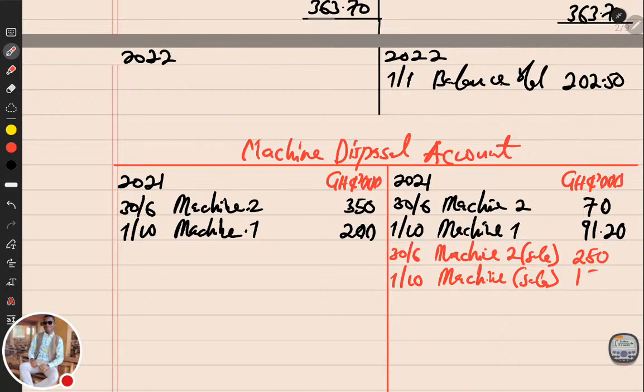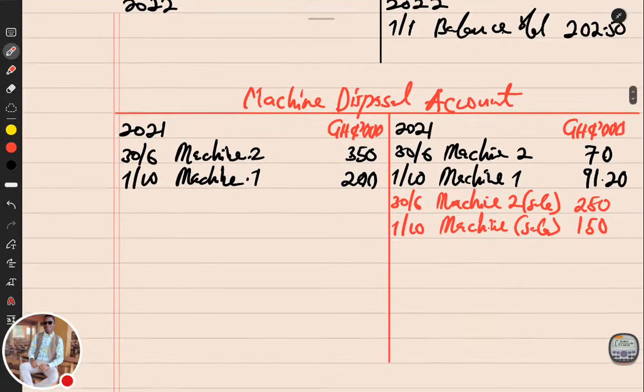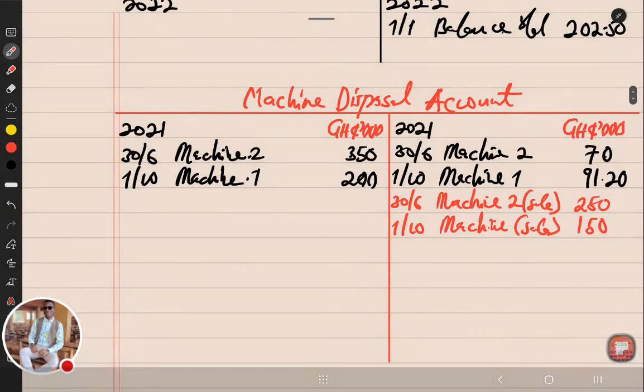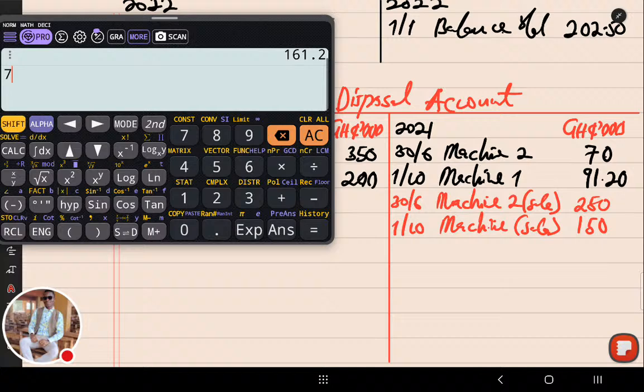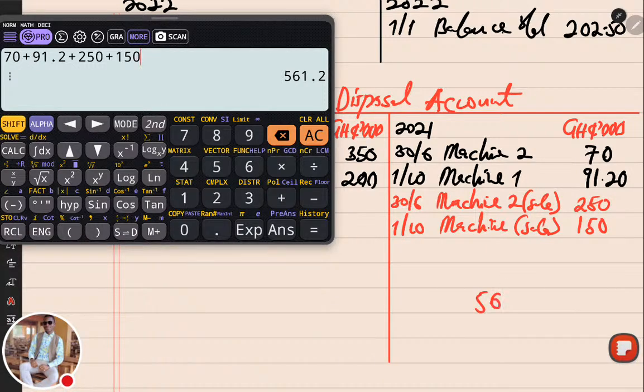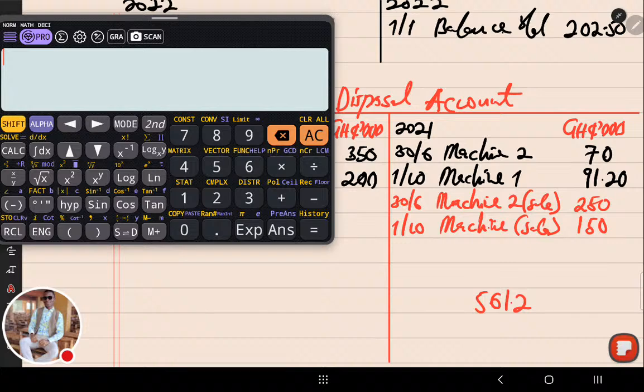And since we have sold the item, we shouldn't see it again in our books. So that means machine disposal account, once it's prepared, at the end of the day, we close it. And any difference, we send to our profit or loss account. So let's see how it goes with the balancing, both debit and credit. So we start with the credit side. We have 70. We have 70. We have 91.2, then 250. Then we have 150. So that means on the credit side, we are having a total figure of what? 561.2.